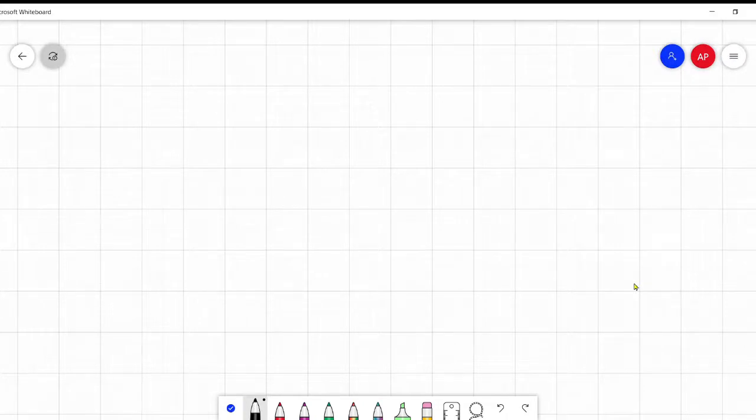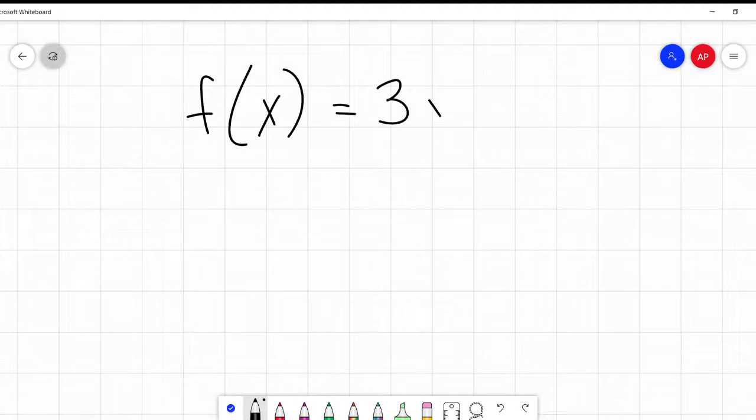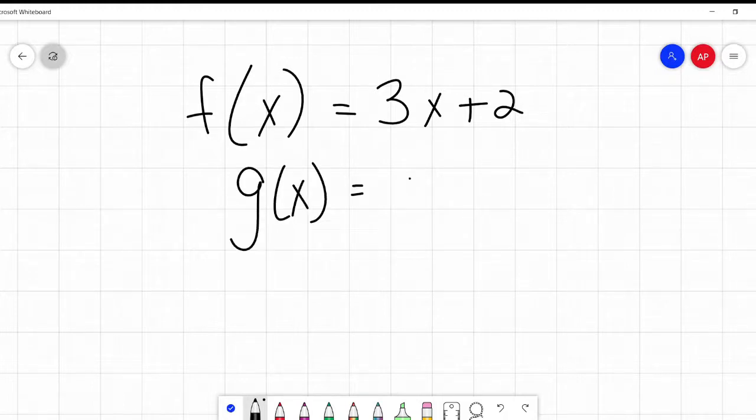Okay. So another thing they can do, just as soon as you get used to sticking in numbers for x, is come along with something like this. f of x equals 3x plus 2. Whoops, I need that parentheses there. g of x equals x squared.